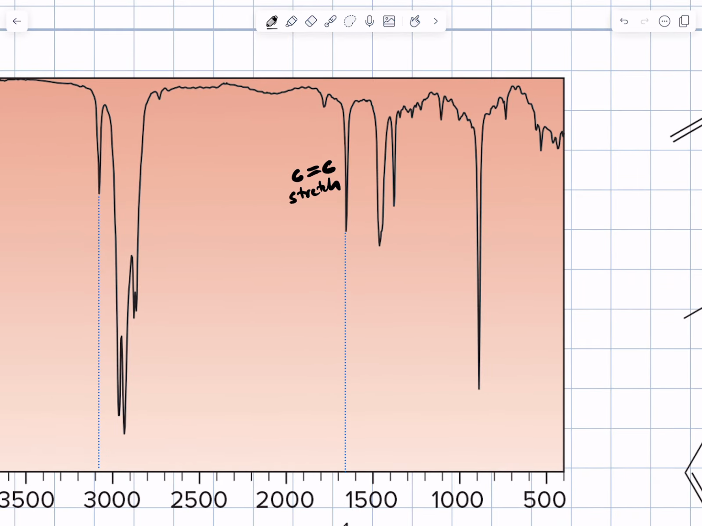Then as I go up to slightly higher frequency, this cluster of peaks that are strong and sharp but overlaid with each other correspond to roughly the region I expect for an sp3 hybridized carbon-hydrogen bond. And you'll get used to seeing that and saying, oh great, I have carbon-hydrogen sp3 hybridized CH bonds.